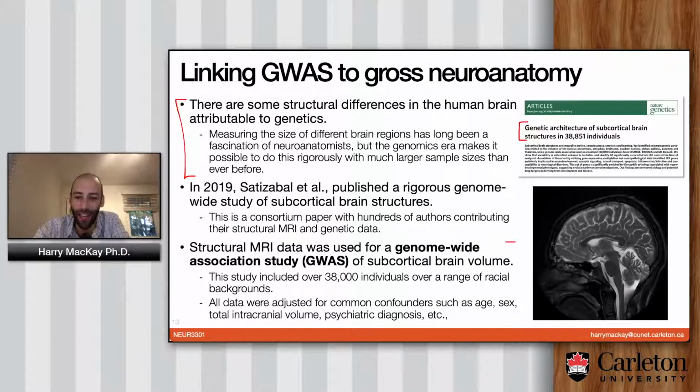They had MRI data on these people, and they also had genome-wide data for people across a wide range of racial and ethnic backgrounds. And their analysis was adjusted for things like age, sex, intracranial volume, and psychiatric diagnosis. So they're not exactly looking at the absolute size of the brain. They're looking at the relative size of different subcortical parts of the brain, and they're trying to link that to genetics.